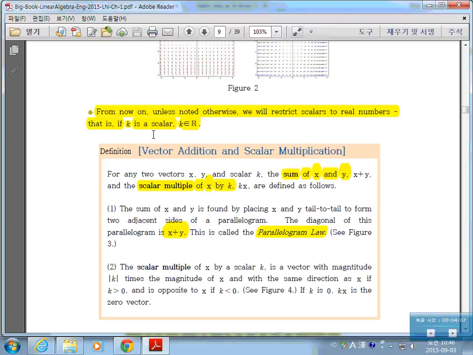Okay, from now on until chapter 9, before chapter 9, we will use only real numbers for scalars. The scalar k will stand for a scalar, a real number r. But from chapter 9, this scalar will be generalized to the complex field and other general fields.